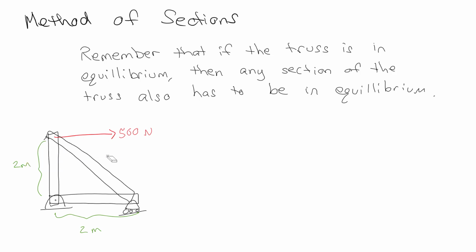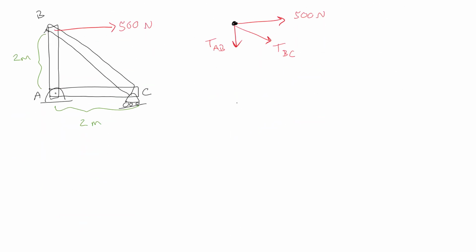So when we solve this with method of joints, let me label these points. Let's call them A, B, and C. In method of joints, we would take joint B and assume everything is in tension unless there's a reason not to. So we have the 500 here, we have the tension BC, and we have the tension AB. That goes with this member of the truss, and it's fully in tension, AB.